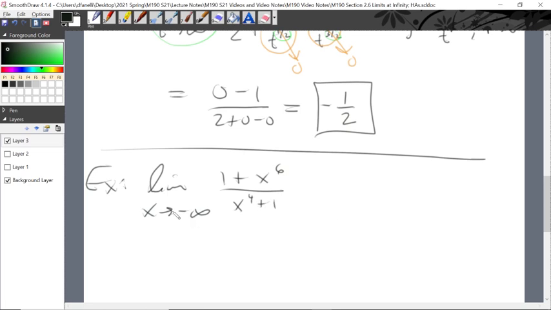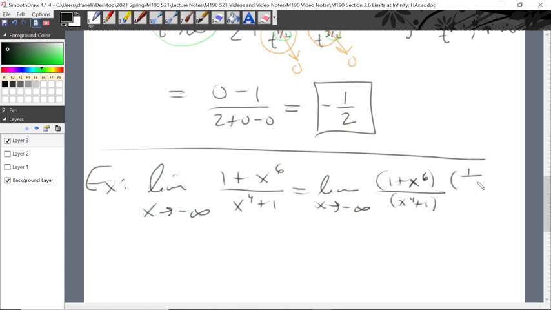Okay, so the magnitude of x is getting arbitrarily large. So we can apply that same technique. We can divide by the largest power term in numerator and denominator, which in this case is x to the 4th. So we have the limit as x goes to negative infinity of 1 plus x to the 6th over x to the 4th plus 1.